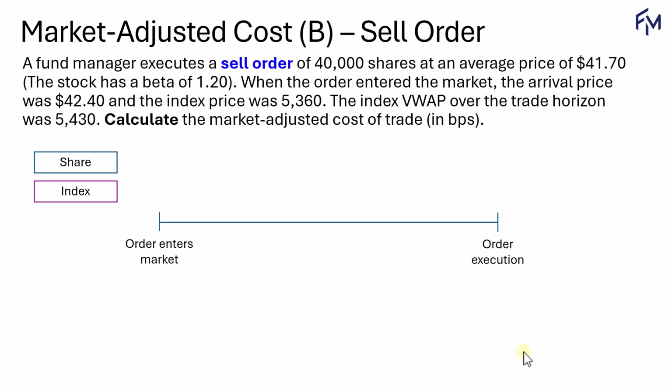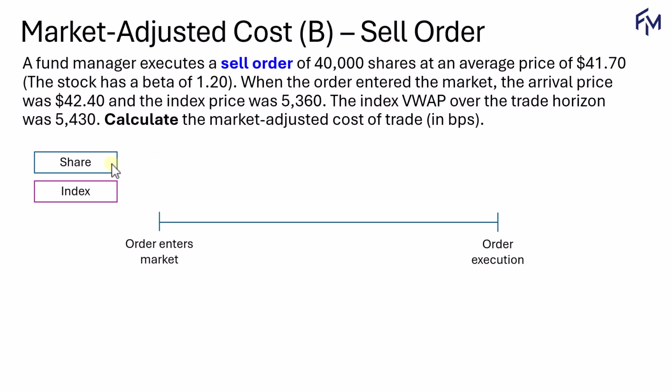Now, next, let's look at the sell order. So now a fund manager executes a sell order of 40,000 shares at an average price of $41.70, and the stock has a beta of 1.2. When the order entered the market, the arrival price was $42.40 and the index price was 5,360. And over the trade horizon, the index VWAP is 5,430. So we'll also calculate the market adjusted cost of trade for the sell order.